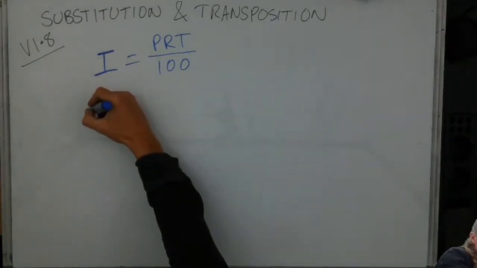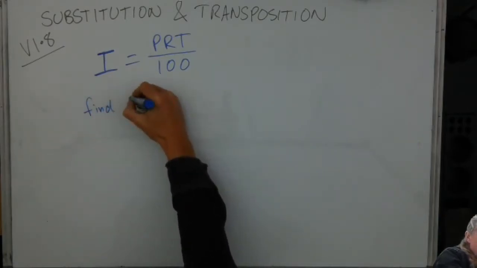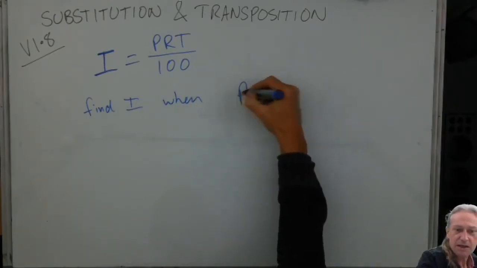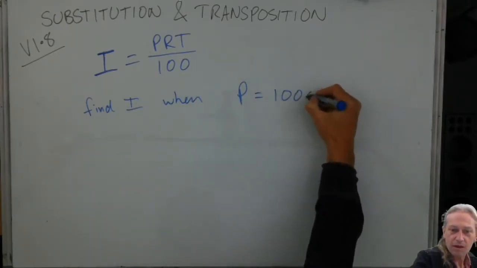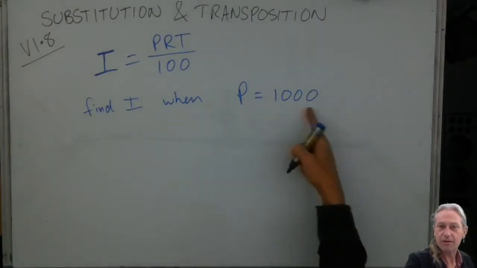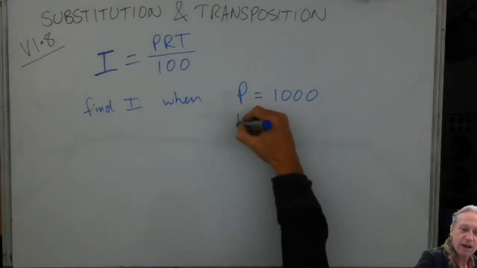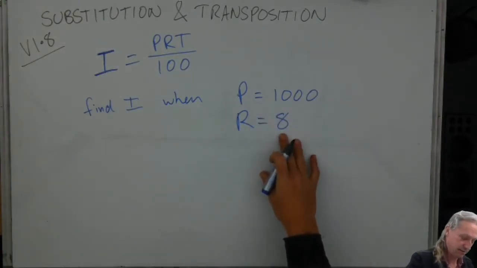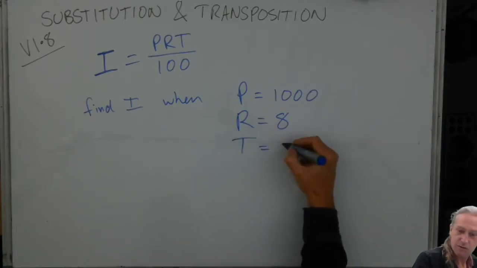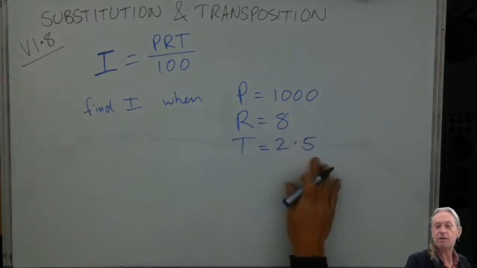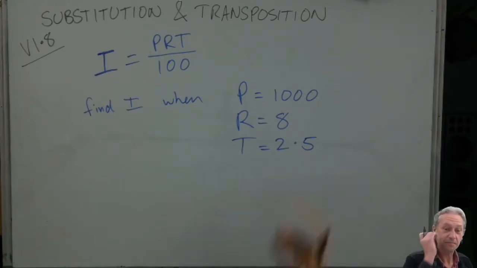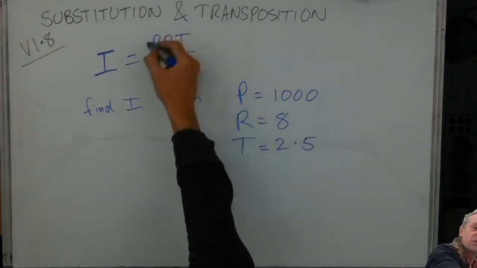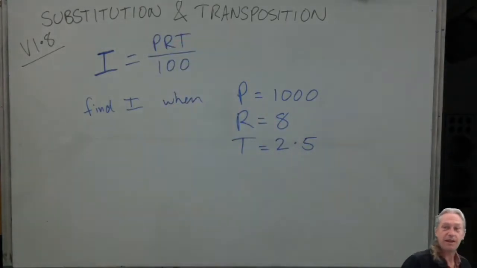Find the interest when P, which stands for principal, is 1,000, and we know that those are going to be dollars. Capital R is 8, so that's 8%, and T equals 2.5, so that'll be 2.5 years. So we're just going to substitute these in, and these are all multiplied together.